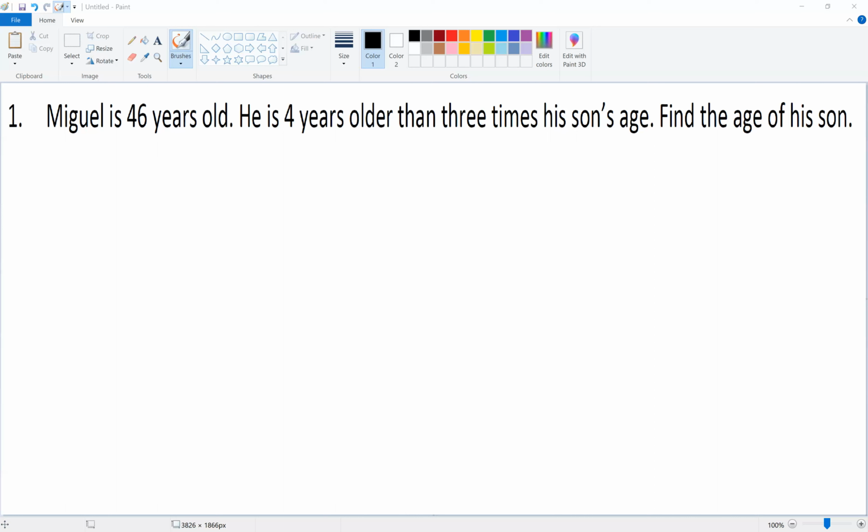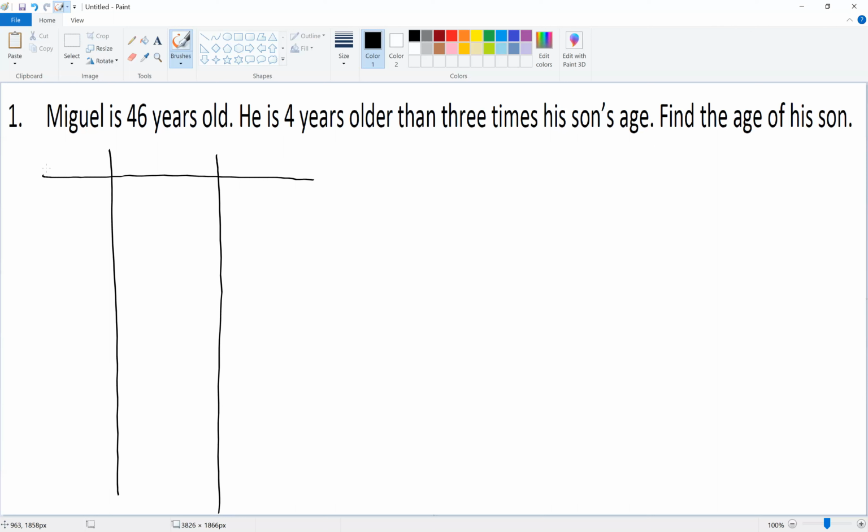Okay, so I'm going to show you another method. Everybody pay attention, and if you don't understand, please tell me. It says Miguel is 4 years older than 3 times his son's age.